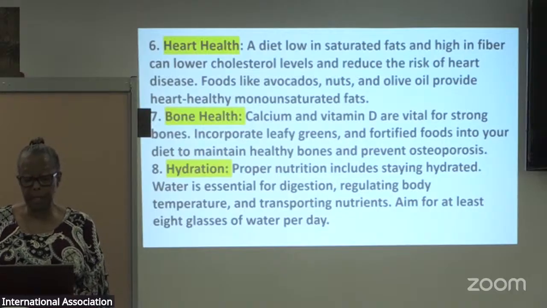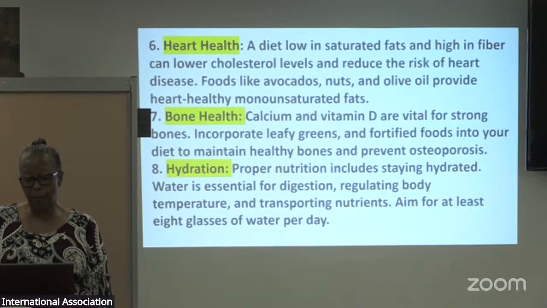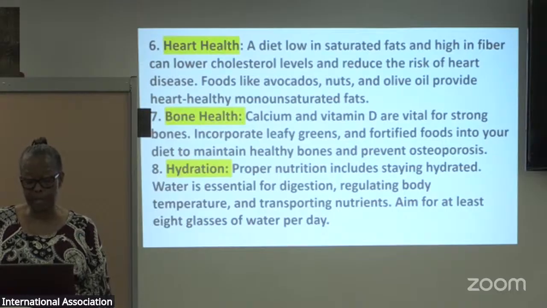Bone health. Calcium and vitamin D are vital for strong bones. Incorporate leafy greens and fortified foods into your diet to maintain healthy bones and prevent osteoporosis.